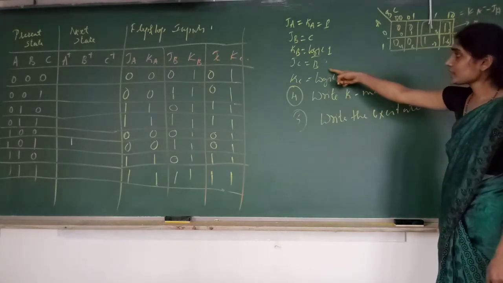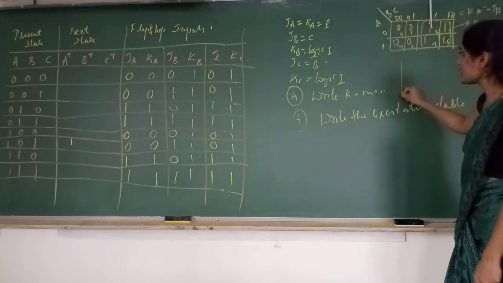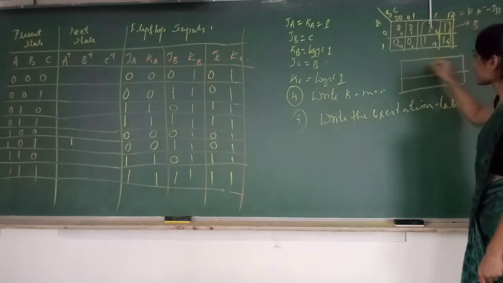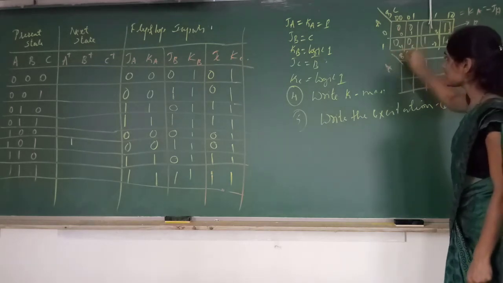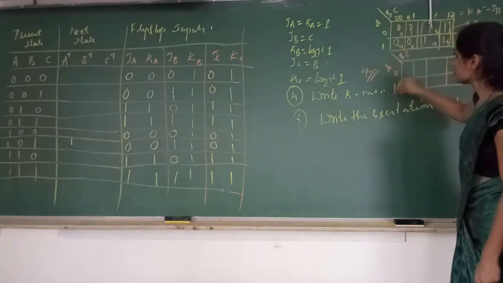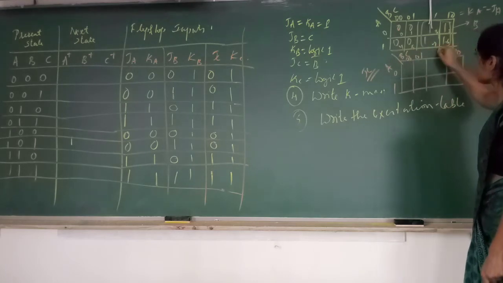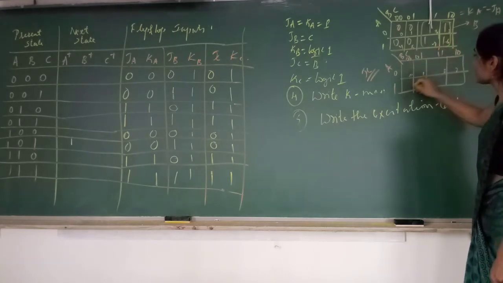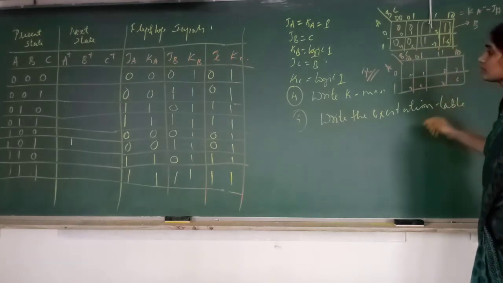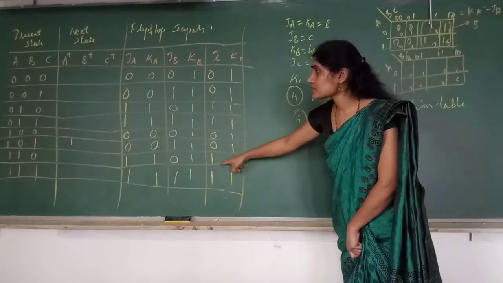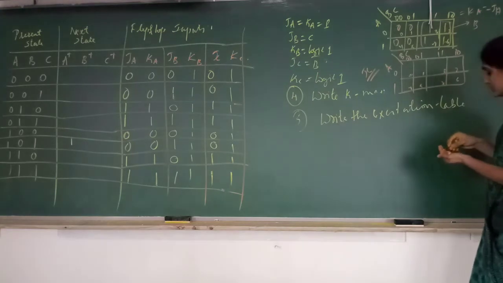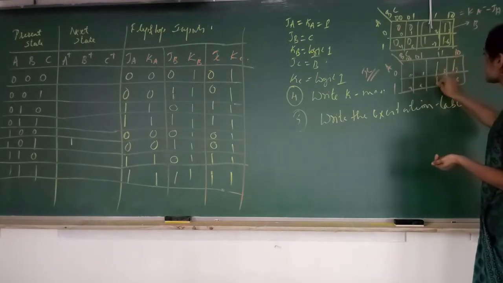Okay, let me write the K map for JC. Just to show you once again, I will write one more equation, that is for JC. 0, 1, 0, 0, 0, 1, 1, 0, 1, 1. So 0, 1, 2, 3, 4, 5, 6, 7. B. So what are the min terms? 2, 3, 6, 7.